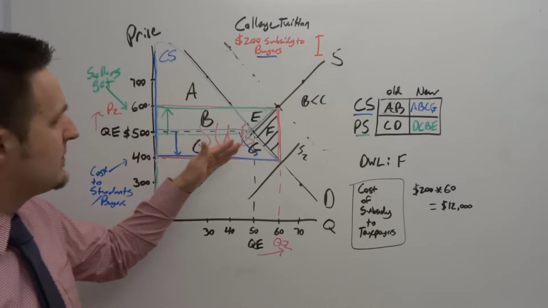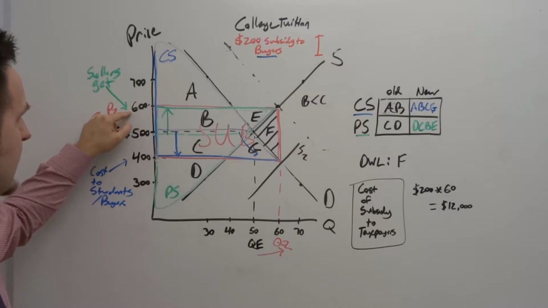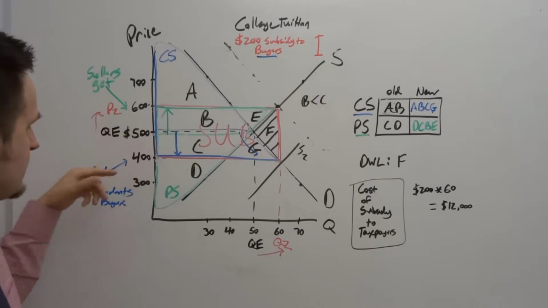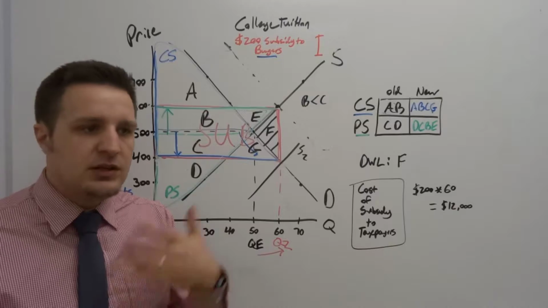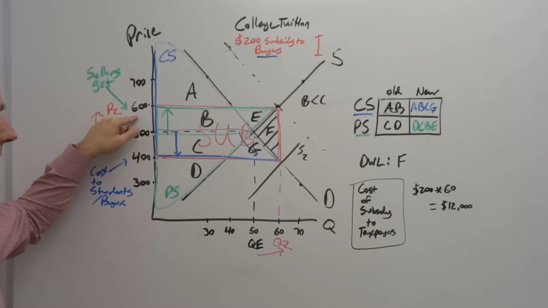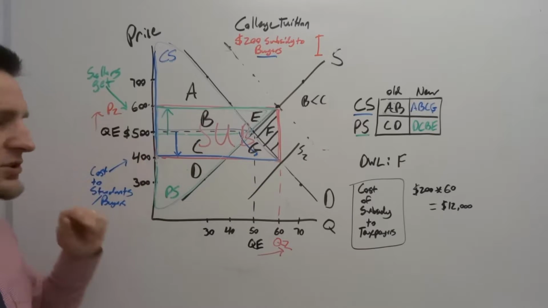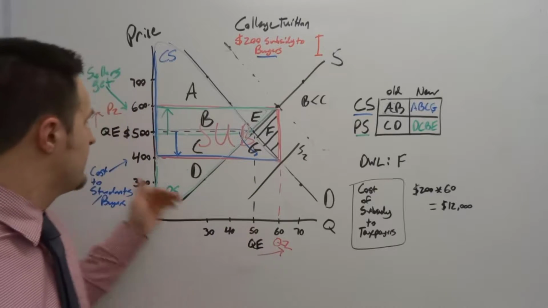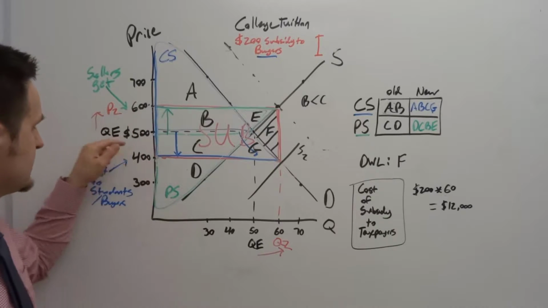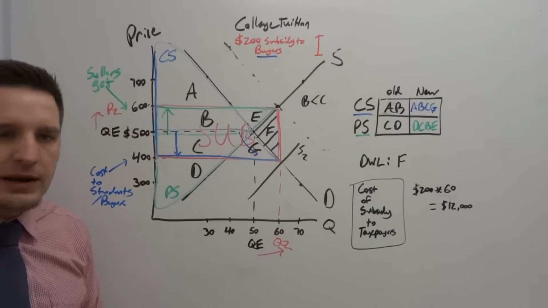So we would give that money to the college, and then the college would simply reduce its price down to 400. So instead of the government giving the money to the students and then they pay 600, now the money goes to the college and the students only pay 400, but the sellers are still going to be getting 400 plus the 200, and the students are only going to be paying 400 out of pocket.